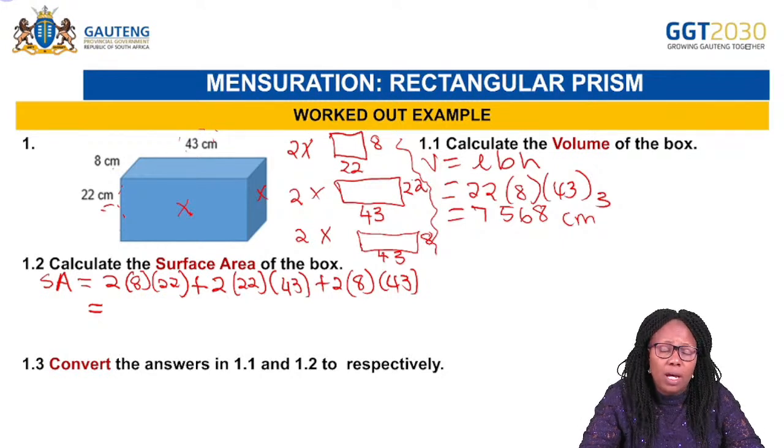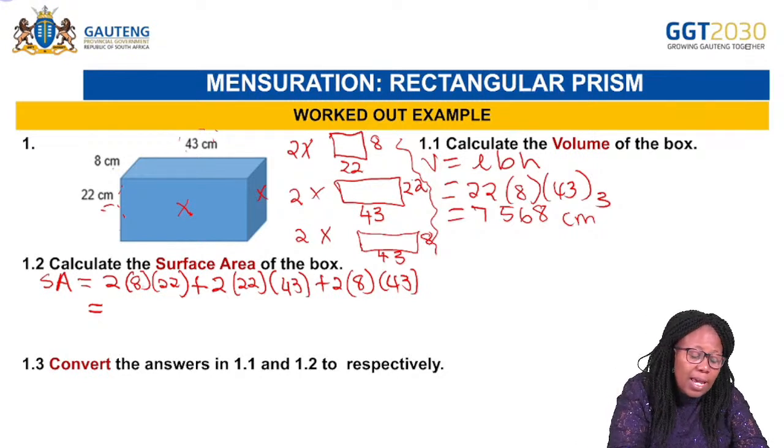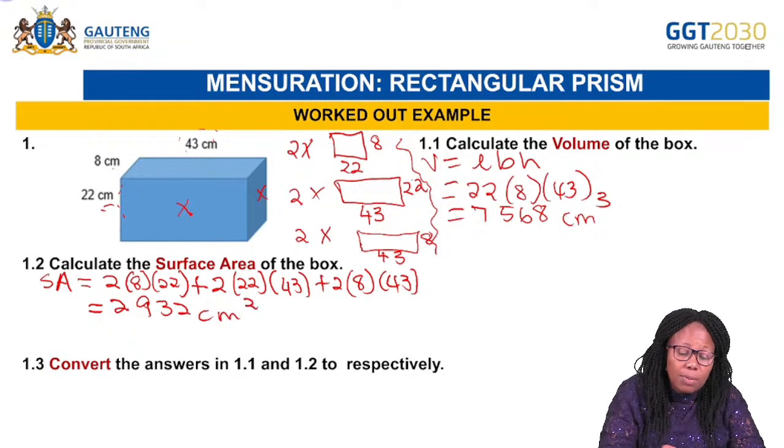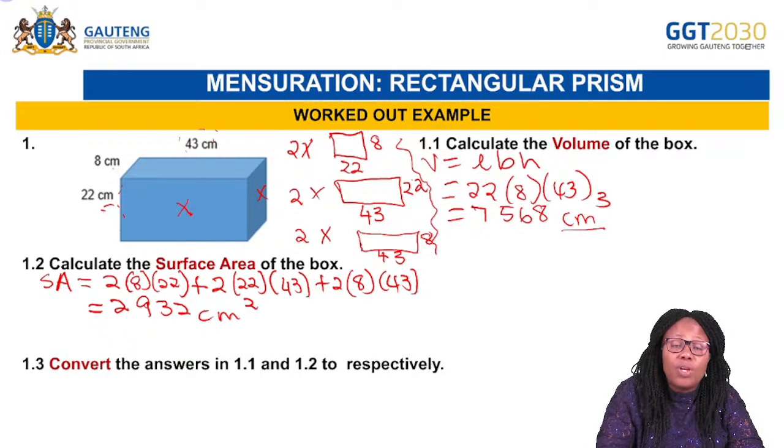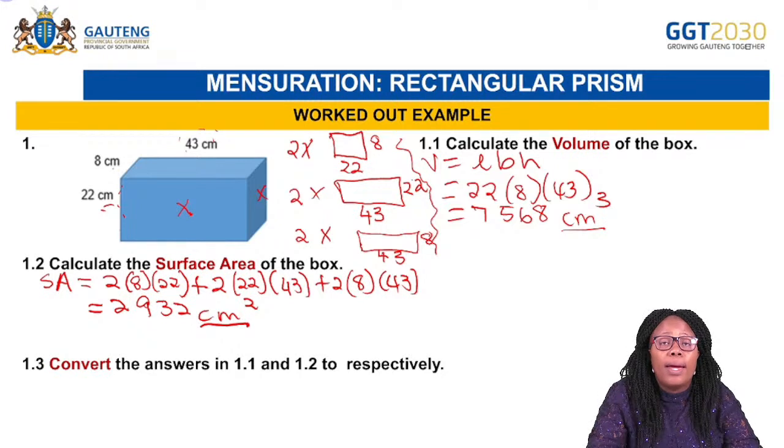Simplify partially, because somewhere, somehow you make mistakes, grade 12. Your calculator can accommodate all these brackets, and then it will give us an answer which is 2932 square centimeters. Remember now the difference: for volume we are using cubic centimeters. For the area, we are using the unit square centimeters. Everything to do with area will always be squared. Everything to do with volume, because it's three-dimensional, will be cubed.